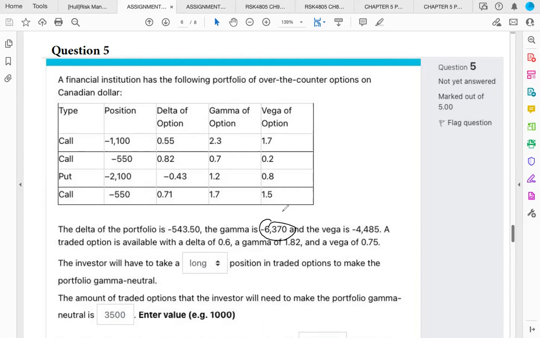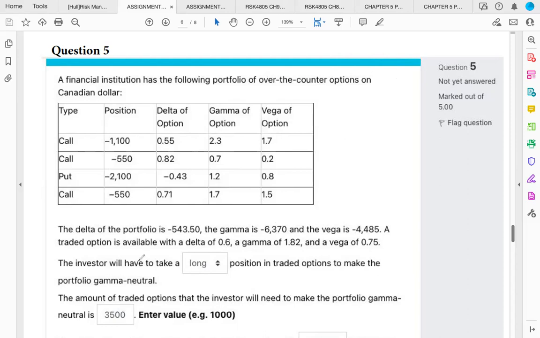We've also been given the gamma of the portfolio. Again, for the gamma of the portfolio, you would just say the position times the gamma of that particular option, plus the position times the gamma of that particular option, plus the position times the gamma of that particular option, and if you add those up, you would get the same answer. They've given that to you already. The same would apply with the vega. There have been assignment questions and exam questions where you've been asked to calculate the vega. It would just be this times this plus this times this plus this times this plus this times this. But they've already done that for you.